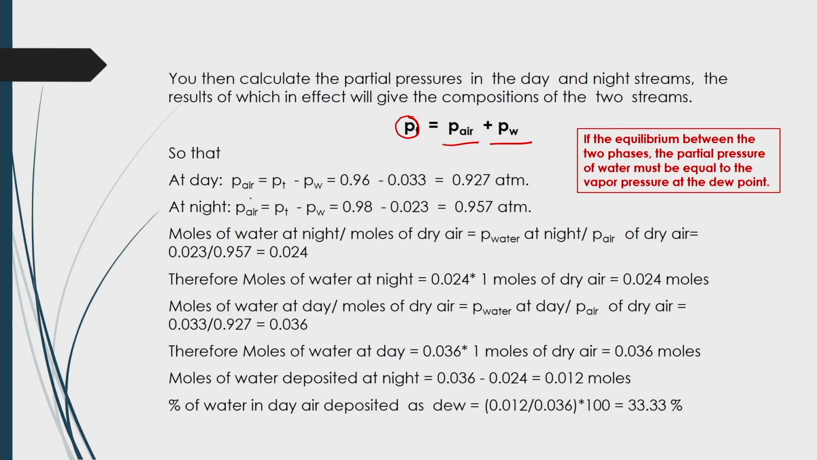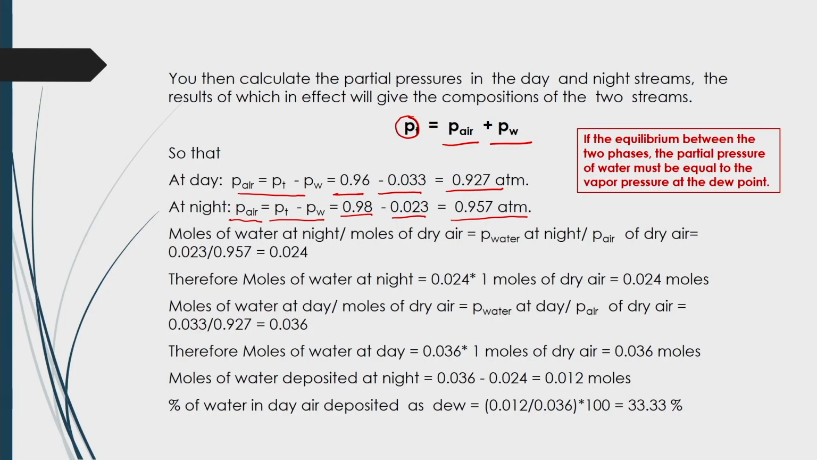Now, at day, the total pressure is given as 0.96, whereas the partial pressure of water at day, 0.033, we have already calculated, and then after subtraction from the total pressure, the partial pressure of air will be equal to 0.927. And then at night, the partial pressure of air can also be calculated from the total pressure by subtracting the water partial pressure. So, it will be 0.98 minus 0.023, which comes to 0.957 atmosphere.